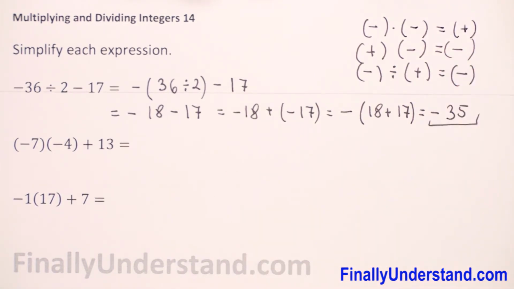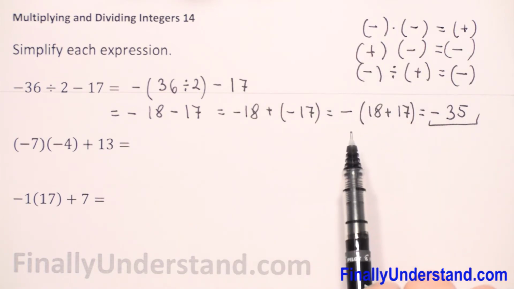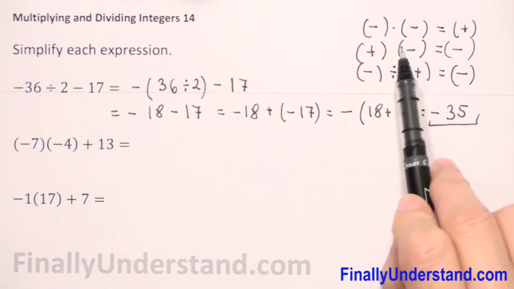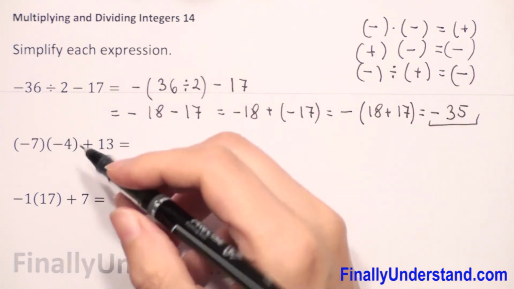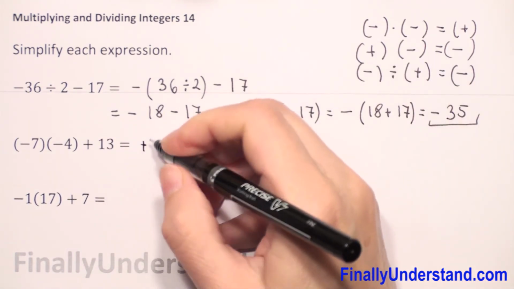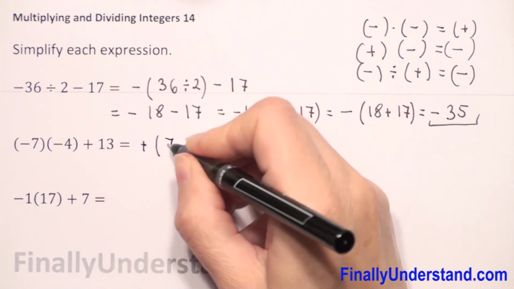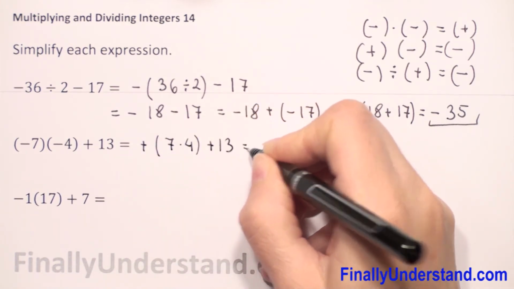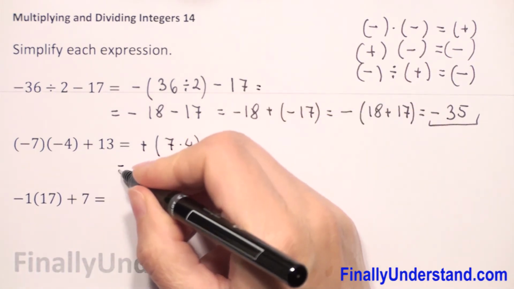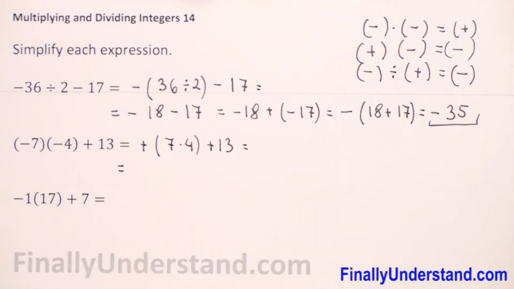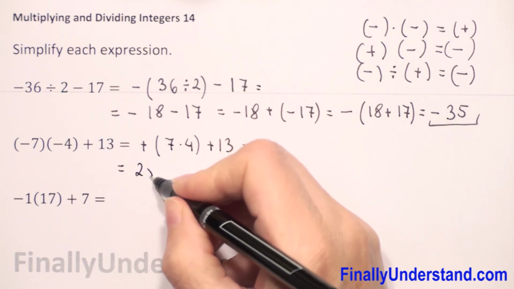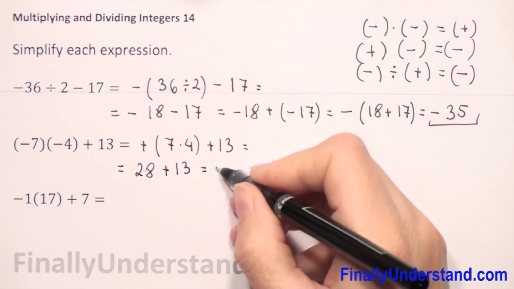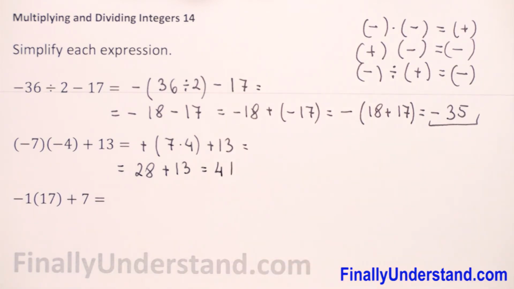The same is with division. When we divide two negative numbers, the answer is positive. When we multiply two negative numbers, the answer is positive. So it will be positive, and we just have to multiply 7 times 4 plus 13. We have to copy, so this is equal. The positive sign we don't have to write. 7 times 4 is 28, and we have plus 13. So this is equal to 41.